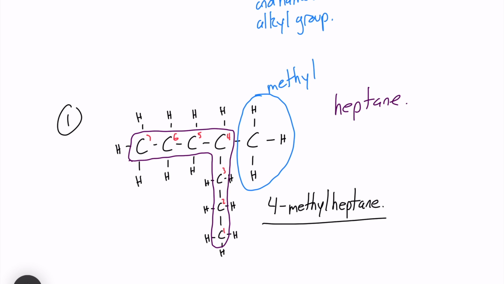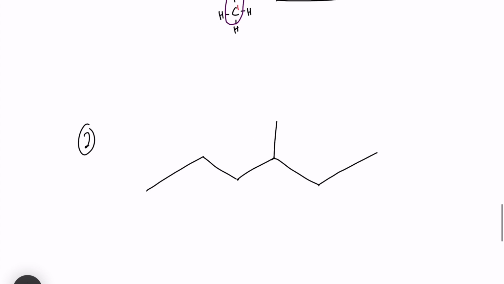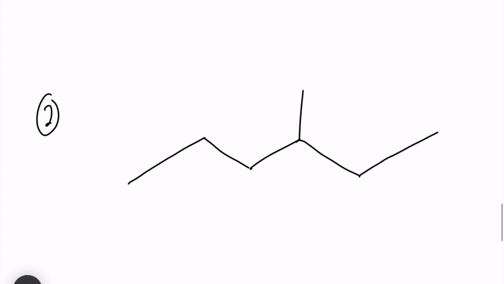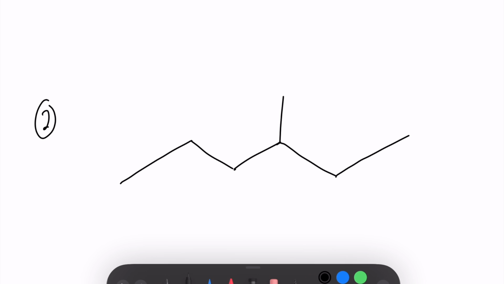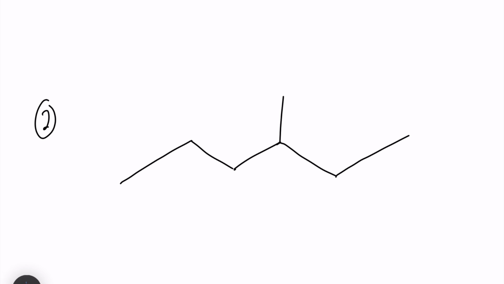Okay, let's move on to example number 2 here. This is a line structure, so it's drawn a little bit differently, but it means the same thing. So we'll start off the same way we did before. We're going to number our carbons. First I'll start left to right. We have 1, 2, 3, 4, 5, and 6. So for sure we know that the parent chain is going to be hexane, okay? But in this order, we have our substituent attached to carbon number 4.